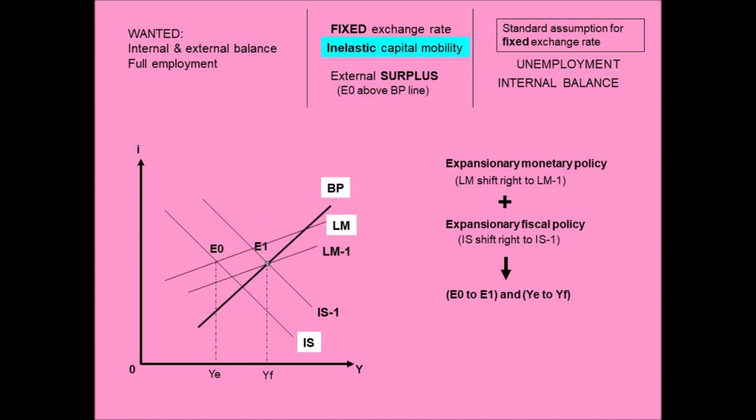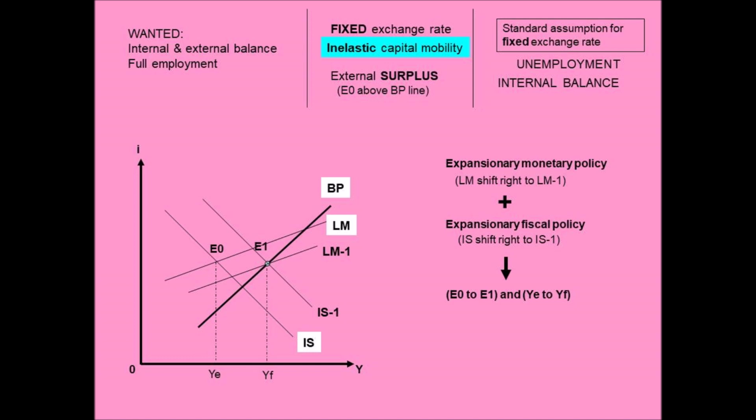Now, if we change a bit from elastic capital mobility to inelastic capital mobility, you note that the BP line is now steeper than the LM. LM and IS cross at E0 at YE. That means you have internal balance and unemployment. And this E0 is above the BP, which means you have external surplus. So the current situation is internal balance, unemployment, because IS and LM cross at YE, which is less than YF, full employment. Then E0 is above the BP, so you have external surplus.